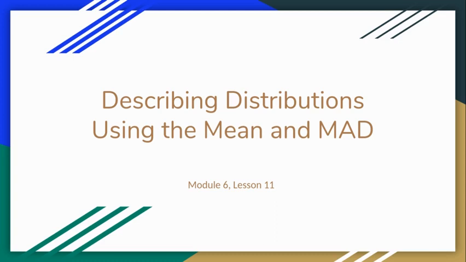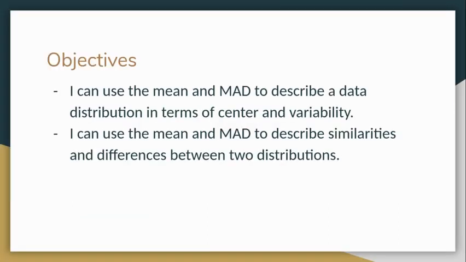Today we're going to continue describing data distributions using the mean and mean absolute deviation. Our objectives today are that we can use the mean and mean absolute deviation to describe a data distribution in terms of center and variability, and that we can use the mean and MAD to describe similarities and differences between two distributions. We're going to be working through part 1 of your independent practice together, so take out a sheet of paper and a pencil before we get started.